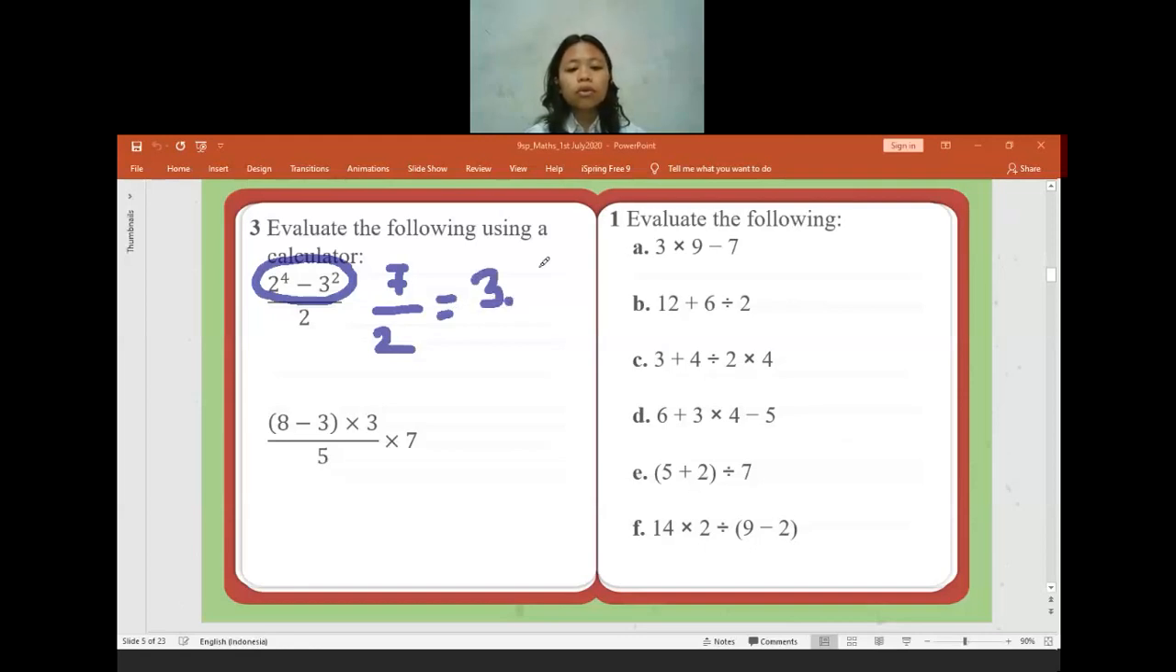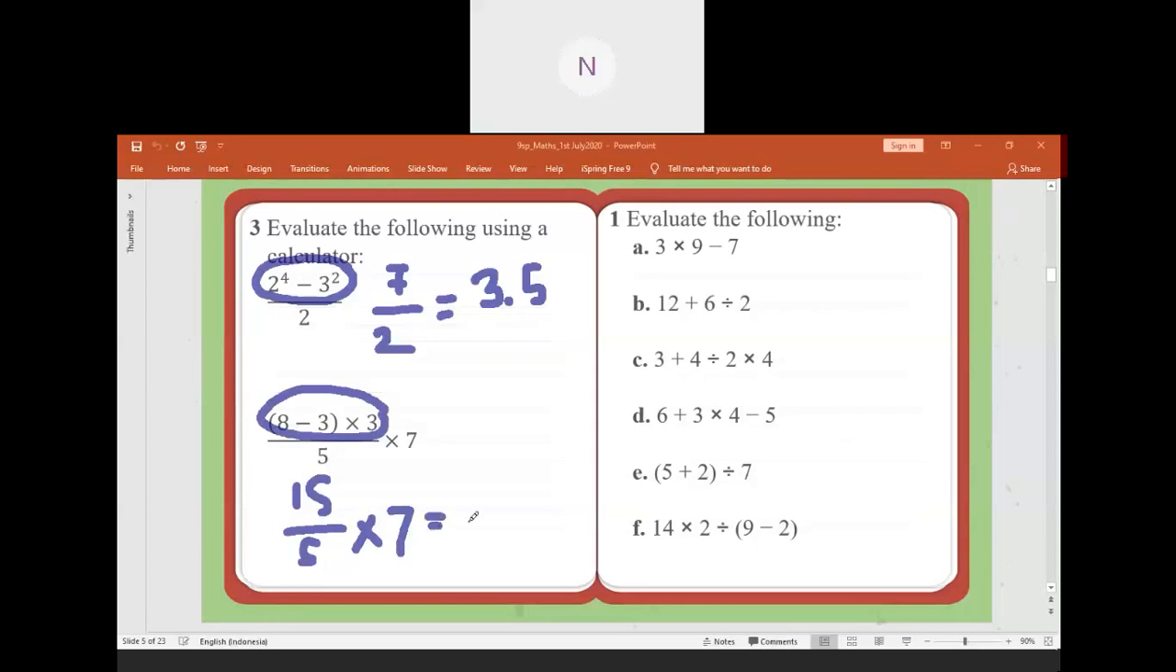Is there anyone who is confused? No, teacher. If no one is confused, let us continue to question B. We have to simplify the numerator again. How many will it be? 5 times 3 is 15. So I write it down as 15. 15 divided by 5 times 3, times 7. How many will it be? 21. 15 divided by 5 is 3, and then 3 times 7 is 21.